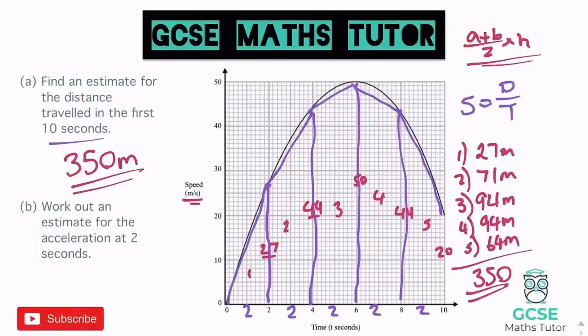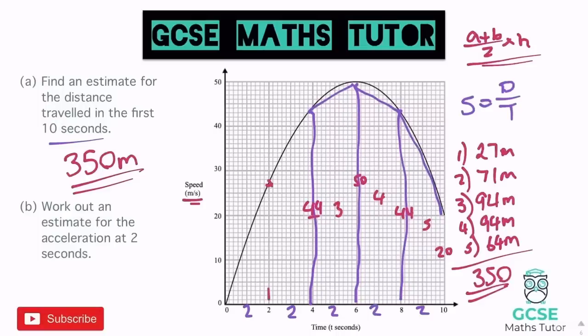One more thing that we could have a look at is part B. It says work out an estimate for the acceleration at 2 seconds. This is a bit awkward to do on the same graph, but I'm just going to get rid of some of the drawings around the 2 second mark. In order to get an estimation for the acceleration, we've got to draw a tangent at this point, and that can be awkward.